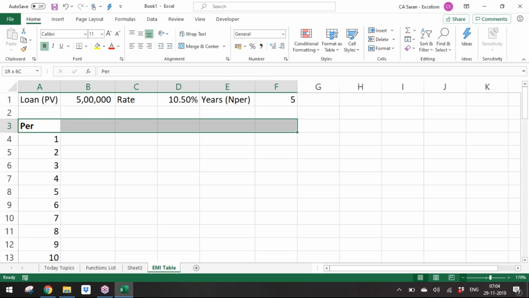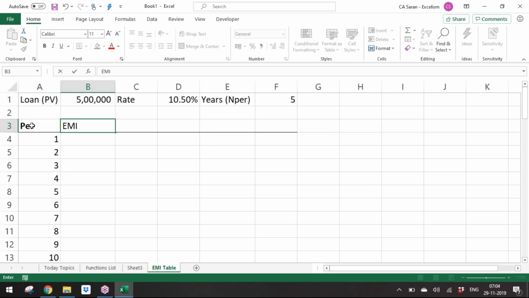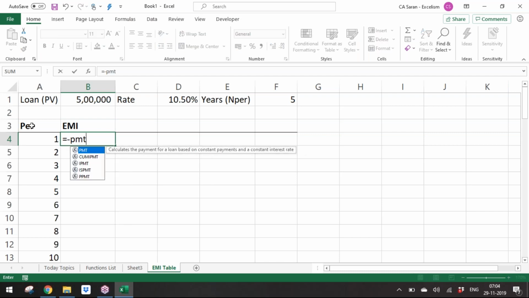Now it's a period. Now how much EMI am I going to pay every month? Simple. Equal to PMT. I'm keeping a minus because PMT may result in a negative, whereas this is a positive. So just to make it positive, I put a minus before the formula.